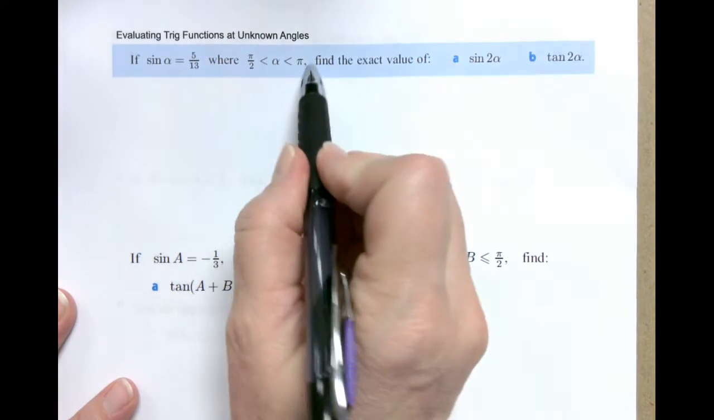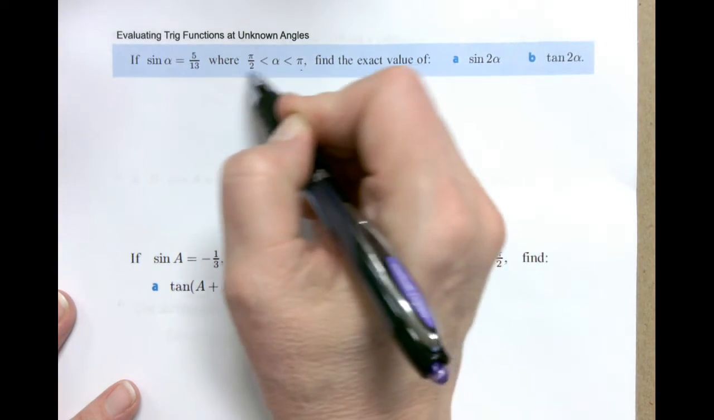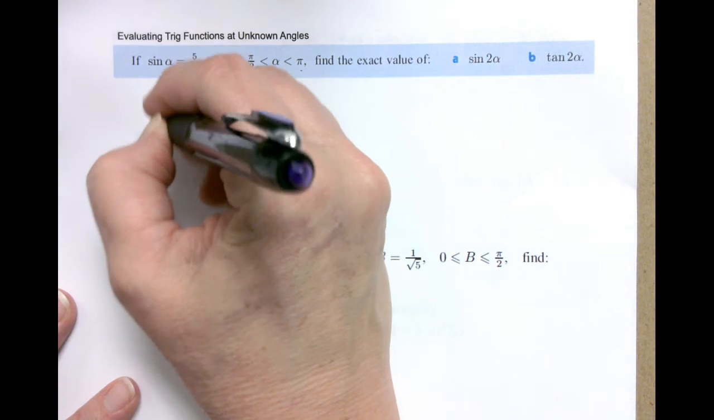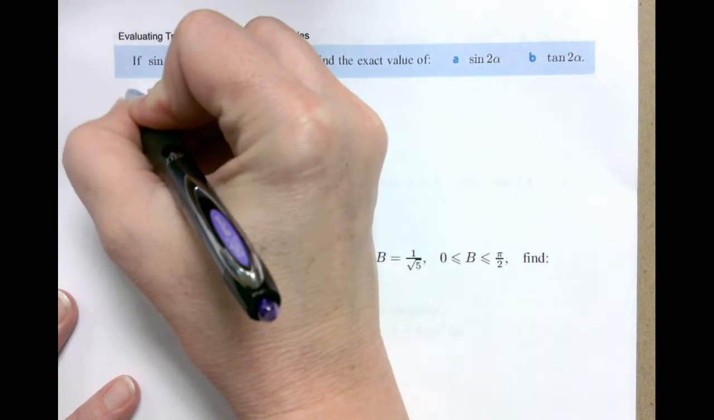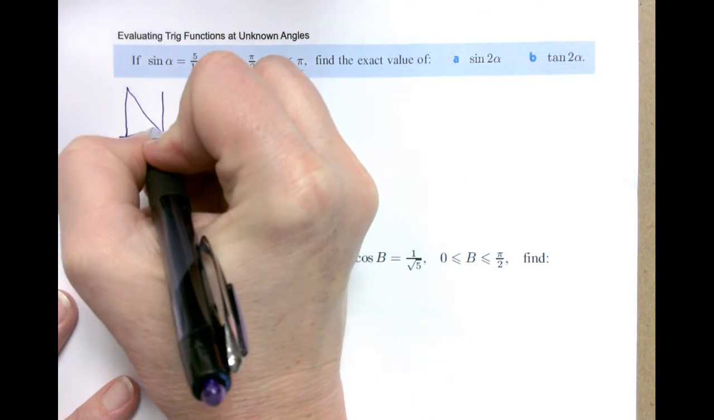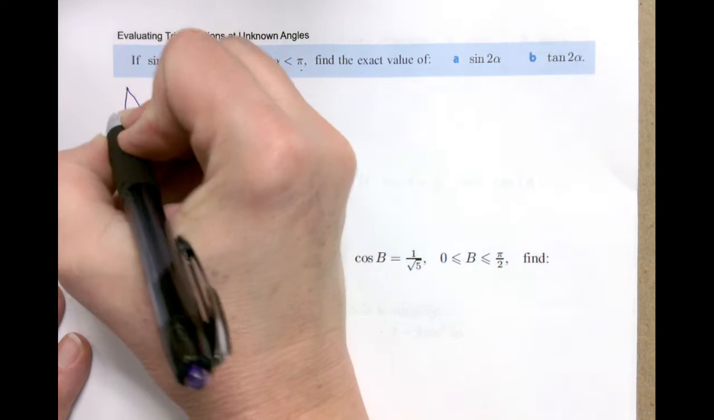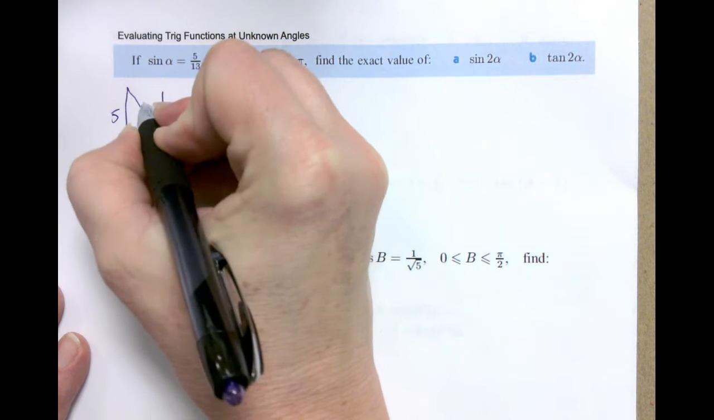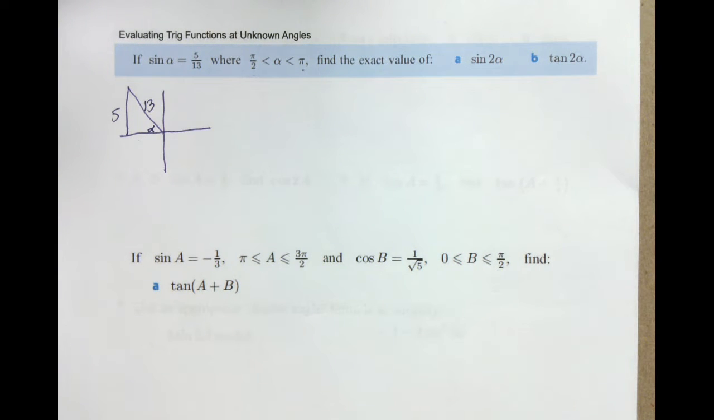So what I'm going to do is draw just a regular old right triangle in quadrant 2. And there's my alpha. Apparently sine is 5 over 13. Sorry, I almost wrote it in the wrong place. And then cosine is 12/13.